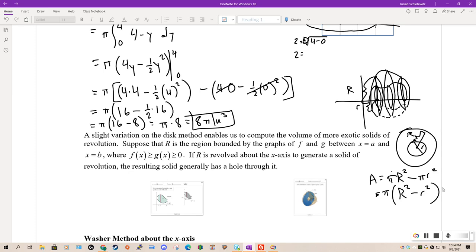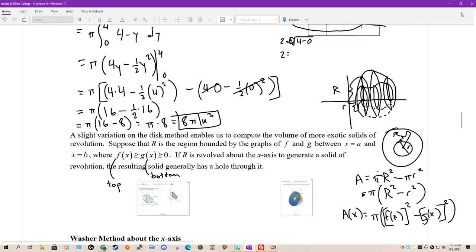Right, and now we take that into functions instead. So we're looking between a and b again. We're saying that f of x is the top function, g of x is the bottom. So if we're finding our area, the outer radius is the upper function, which means that we're going to have pi times f of x squared. And the inner function is the lower function, so g of x squared.